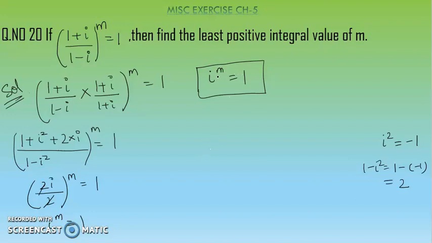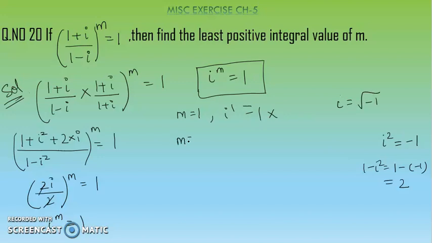Okay, we will not take m as 0. Why? Because anything raised to the power 0 is always 1. Alright, suppose if I take m is equal to 1, so i raised to the power 1 is equal to 1? No, it is not equal to 1. i is equal to root of minus 1. So this is not correct, wrong.